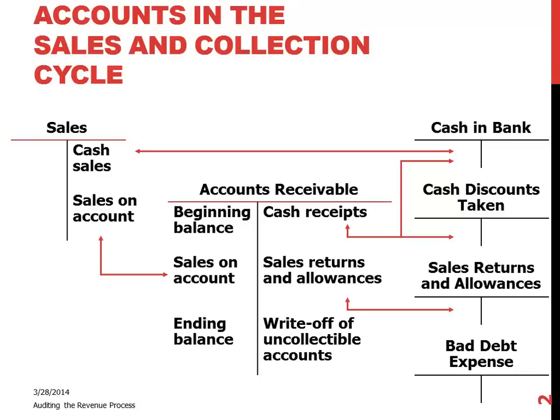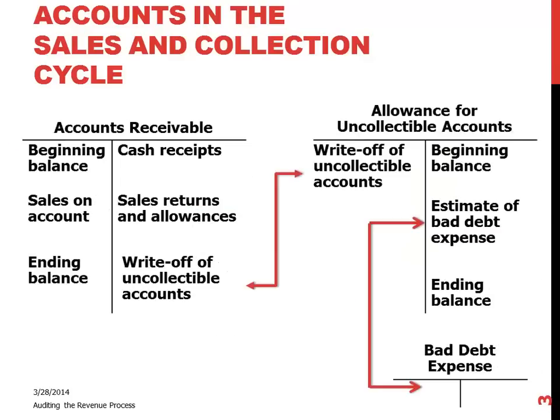That's very different, right, from the allowance. So you would see a credit writing that receivable off of the, out of accounts receivable. Other things that you would see with cash discounts taken, cash in bank, right? So if we collect on a receivable, we're going to debit cash, credit accounts receivable. Bad debt expense, on the other hand, deals with the allowance for doubtful accounts. So income statement account being bad debt expense.